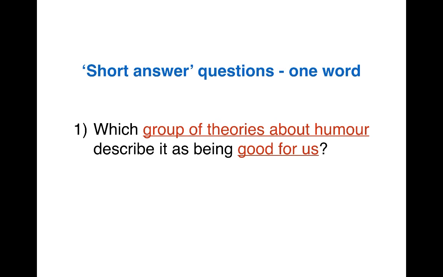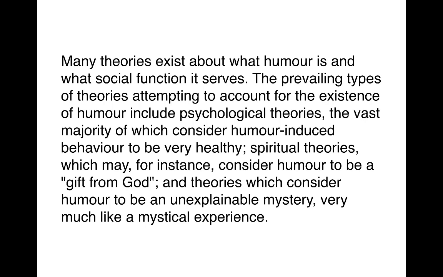We go to the passage and read at normal speed from the beginning. We're not skimming and scanning. We're just going to read at normal speed until we find a group of theories that are good for us. "Many theories", we haven't found a group yet, but theories is mentioned, "exist about what humour is and what social function it serves. The prevailing types of theories", that could mean the same as group of theories or groups, "attempting to account for the existence of humour include psychological theories". There's our first group or type of theories, "the vast majority of which consider humour-induced behaviour to be very healthy."